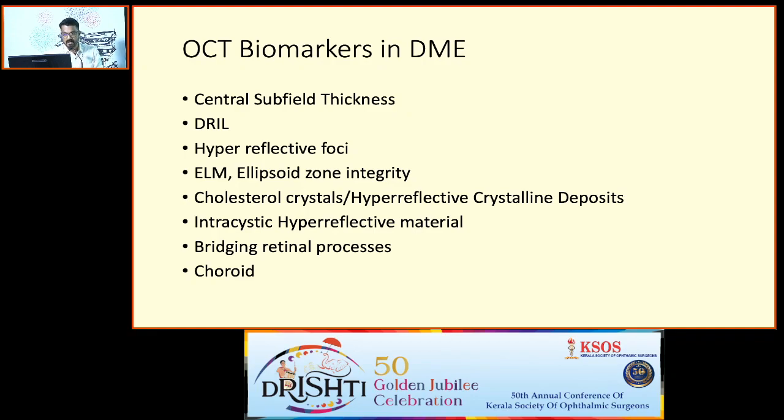Many biomarkers are described, most common of which are central subfield thickness, DRIL, which is disorganization of retinal inner layers, hyperreflective foci, integrity of the ELM and ellipsoid zone, cholesterol crystals and hyperreflective crystalline deposits, intracystic hyperreflective material, bridging retinal processes, and biomarkers in choroid like hyperreflective foci in choroid and choroidal thickness.